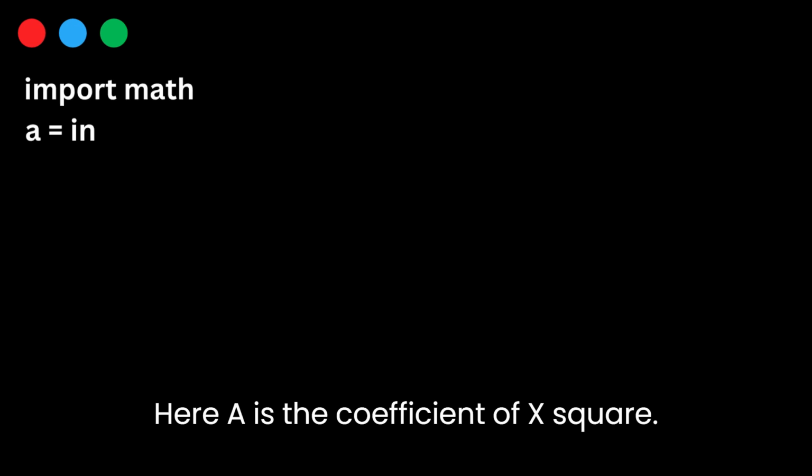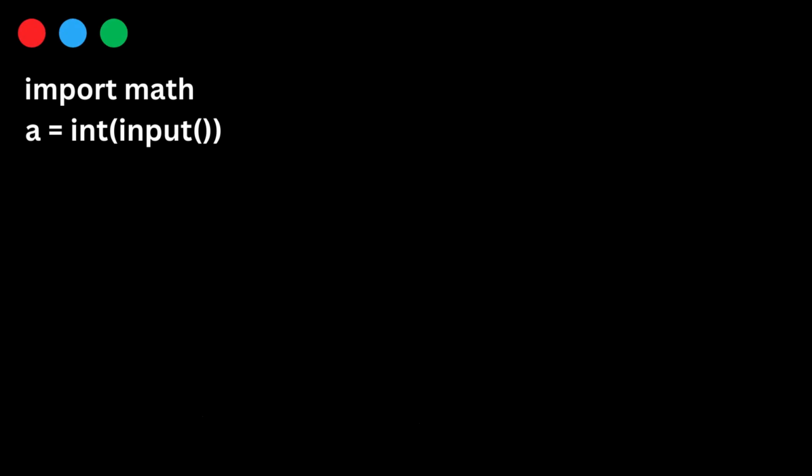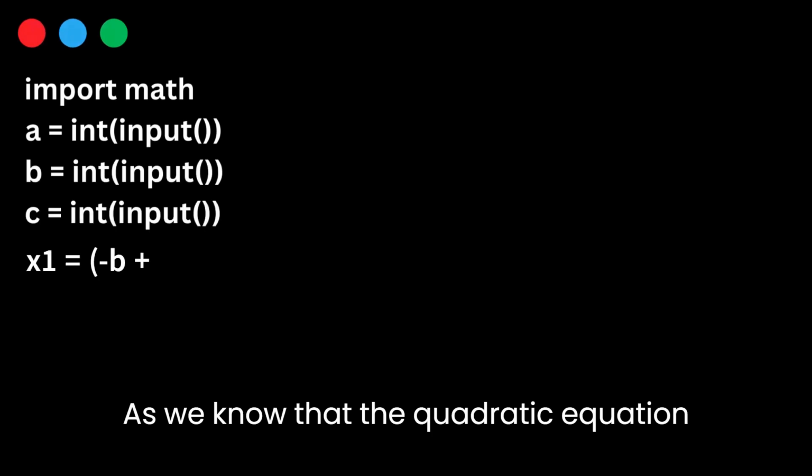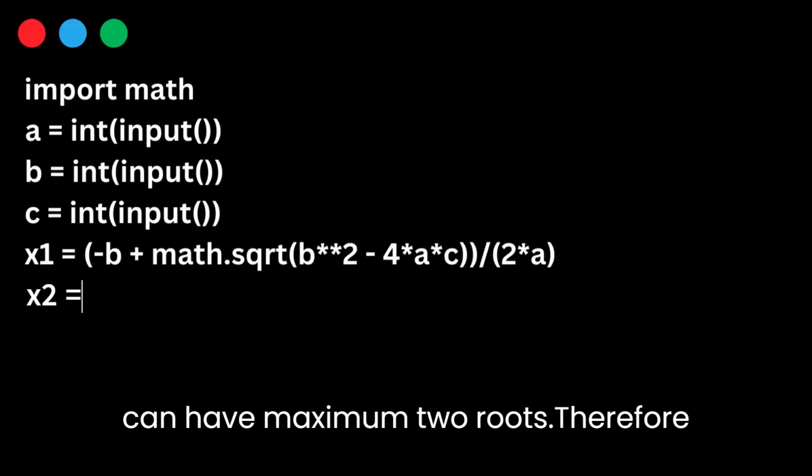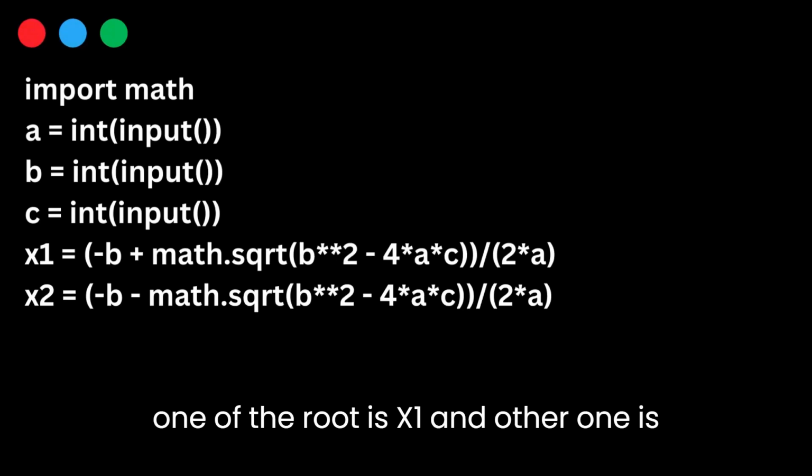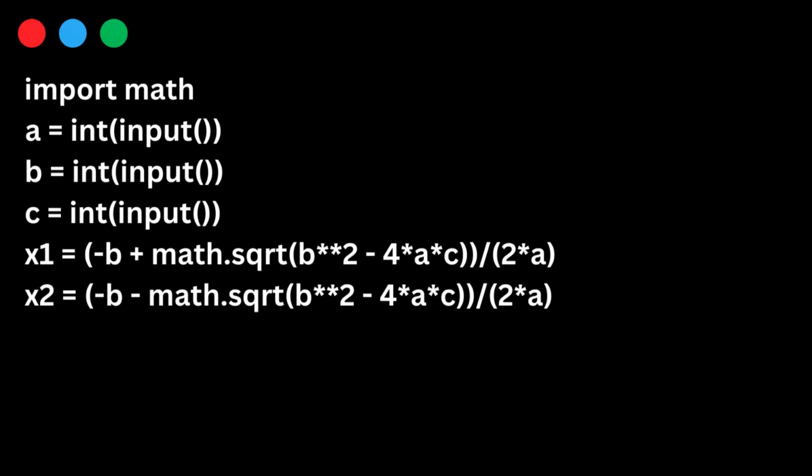First, we have to import math module. Here, a is the coefficient of x squared, b is the coefficient of x, and c is the constant. As we know that the quadratic equation can have maximum 2 roots. Therefore, one of the root is x1 and other one is x2.